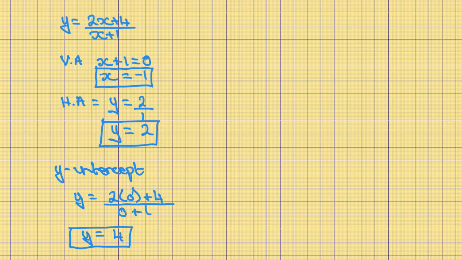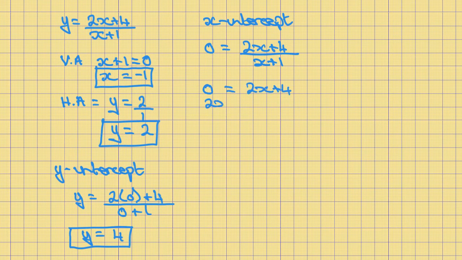And to find our x-intercept, we put y equal to 0, so we get 0 equals 2x plus 4 divided by x plus 1. Multiply all terms by x plus 1, so we get 0 equals 2x plus 4. So 2x equals minus 4, so x equals minus 2. So that is our x-intercept.